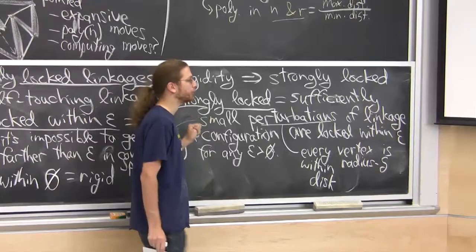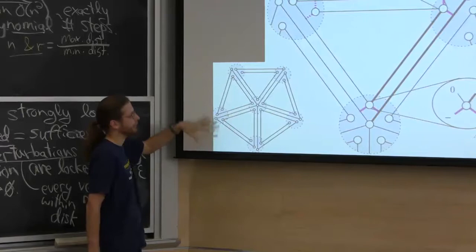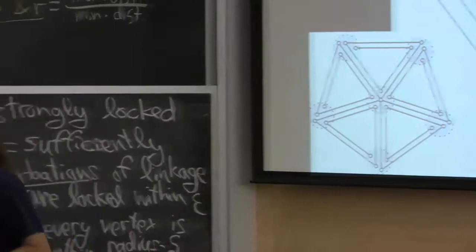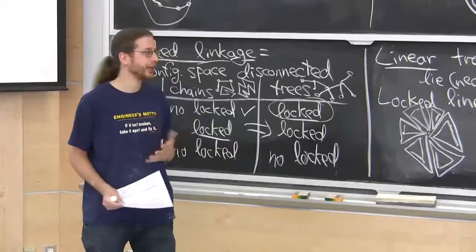So here, of course, I've drawn it so it's clear you can perturb things, and I changed the edge lengths a little bit, but I can actually realize this combinatorial structure. Turns out that's always possible. So you take any self-touching linkage, you can perturb it so it's not self-touching and it is arbitrarily locked within epsilon.